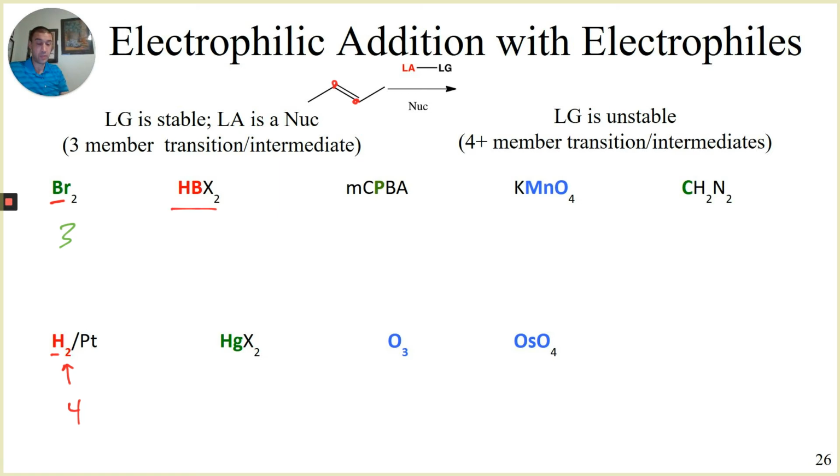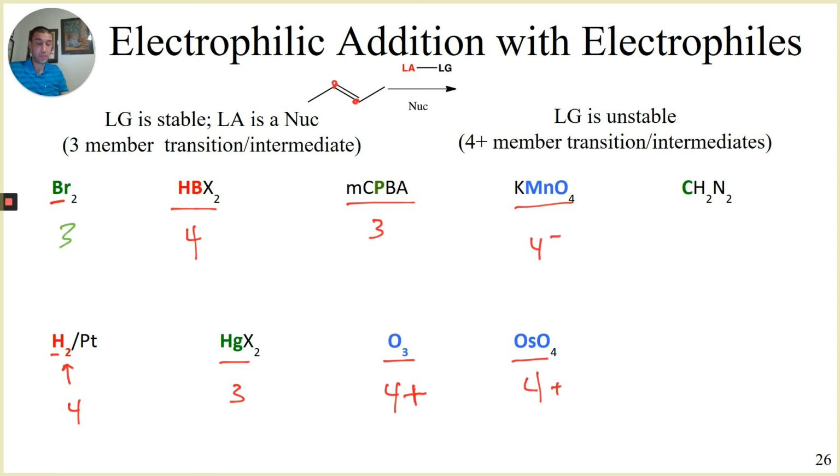HBr, 2 atoms highlighted, 4. Mercury, 3. MCPBA is a bit of a cheat. I apologize on that. Again, you're responsible for structure. That's going to come in as a 3. We're really only adding 1 atom, the oxygen. O3, 4. OsO4, 4. 4+ is what I should be saying for those.